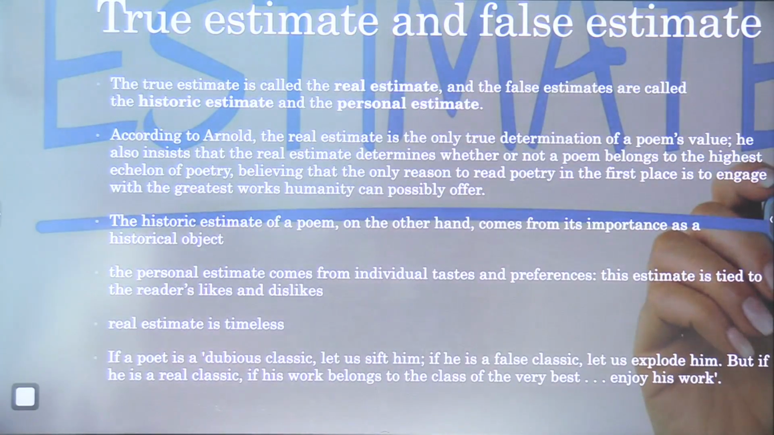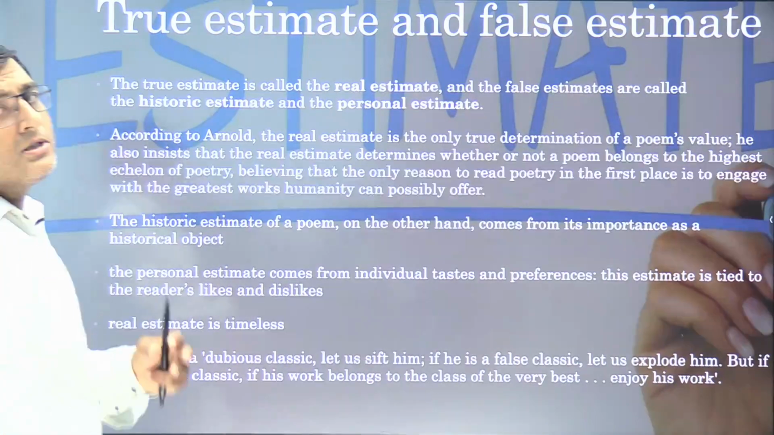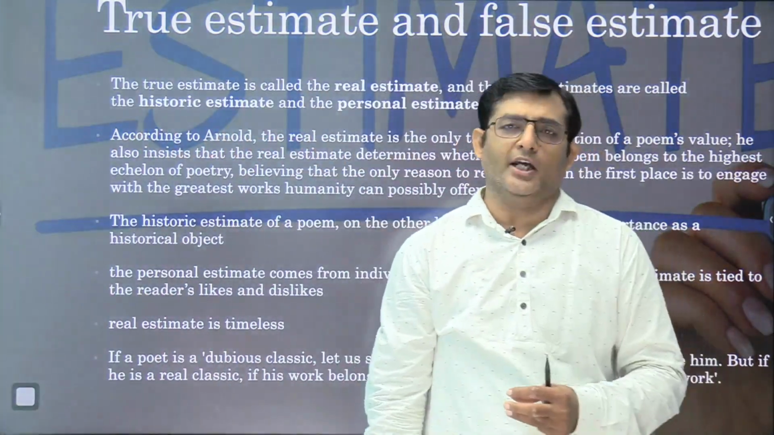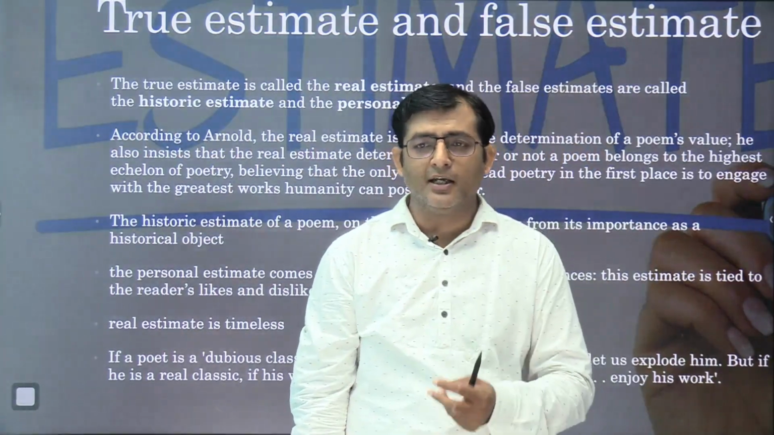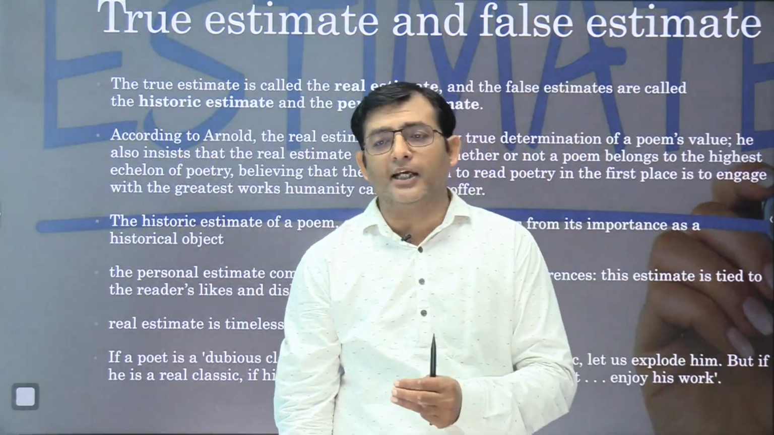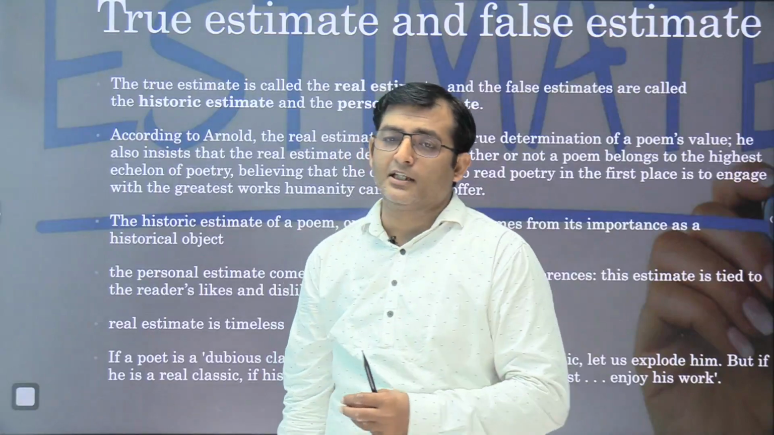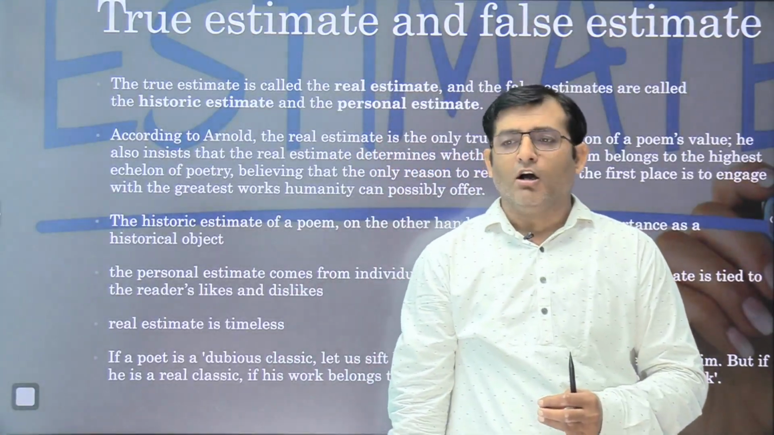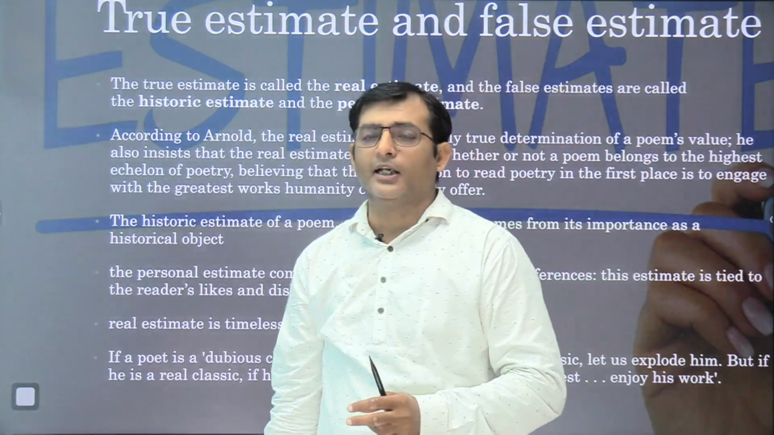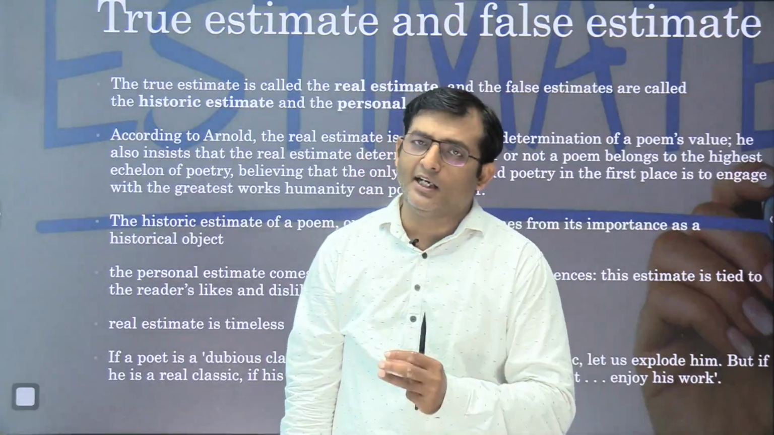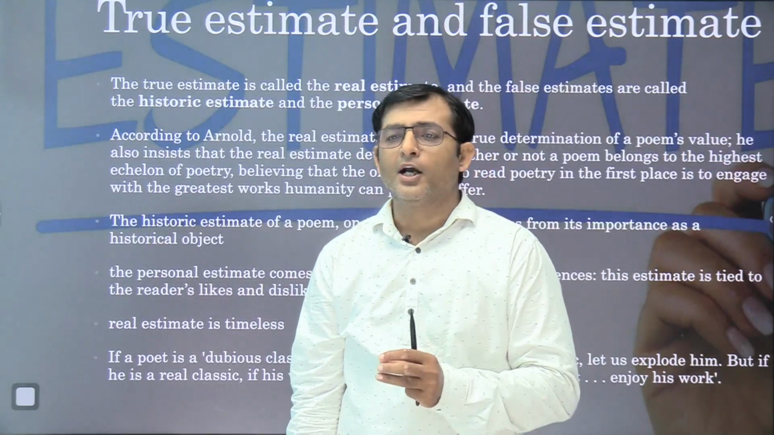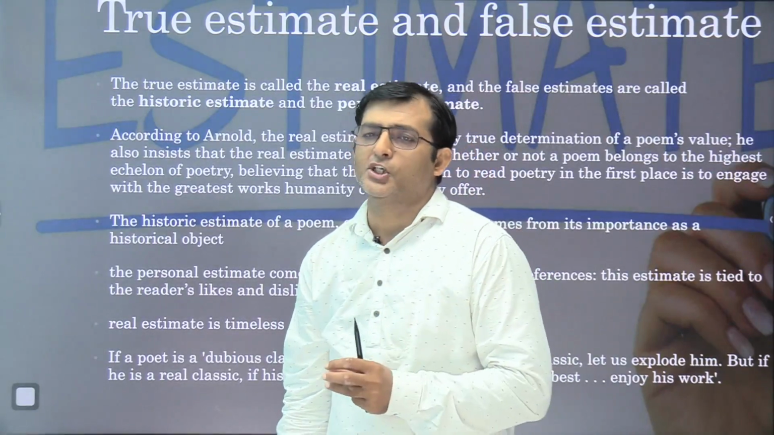The historic estimate of a poem comes from its importance as a historical object. Example वो देते हैं कि this estimate is tied to the poem's place in the development of a language, poetic movement, or various historical events. And these various historical events determine your explanation, determine your interpretation.